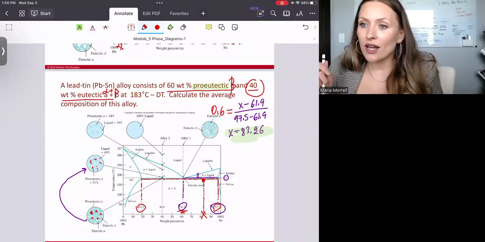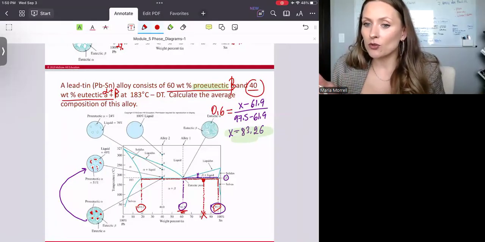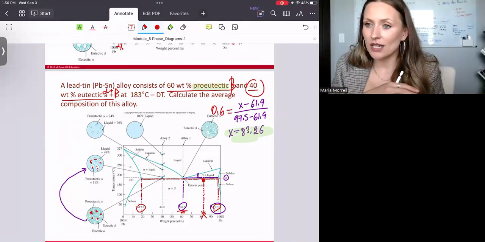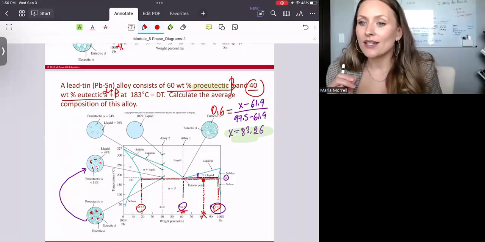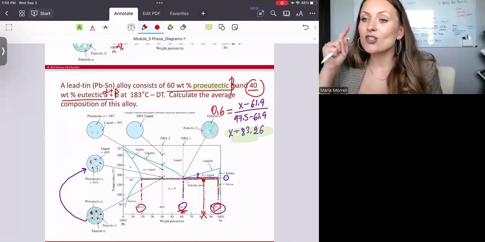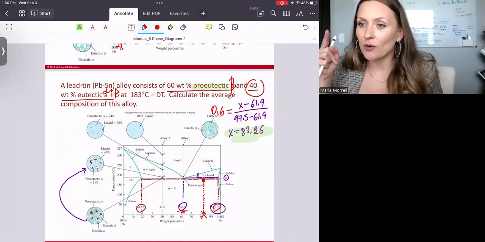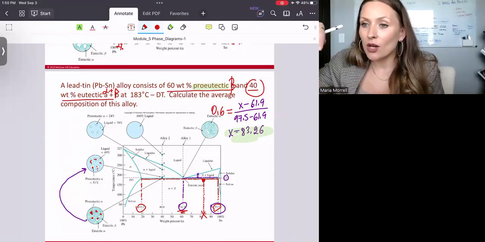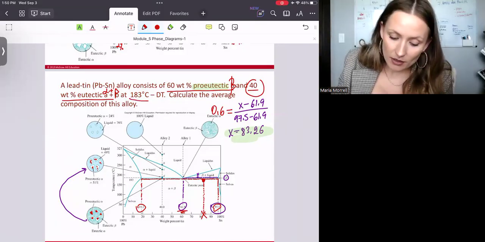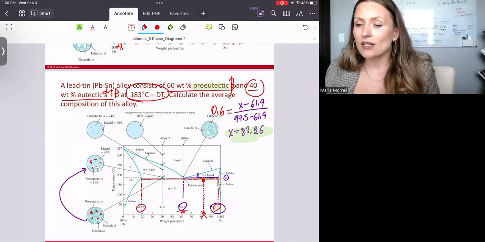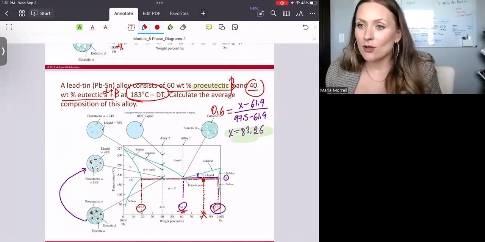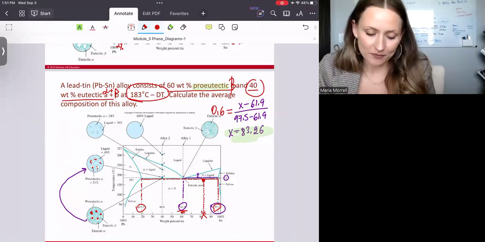But once you realize that, regardless of the problem, you could be on the other side. You could have a proeutectic alpha. But once you realize that, it is so important to actually jump into the correct envelope. Because if you remain where you are, and by that I mean the original point, which is 183 minus delta t, then you won't be able to solve the problem correctly.